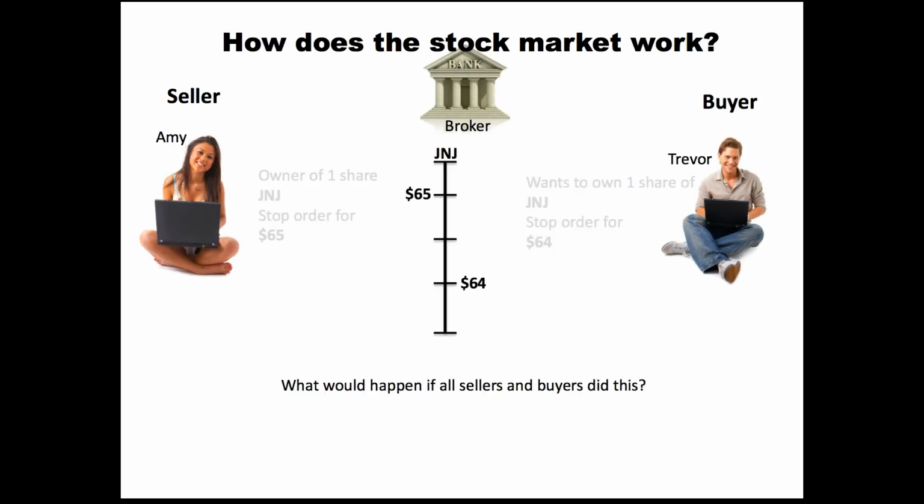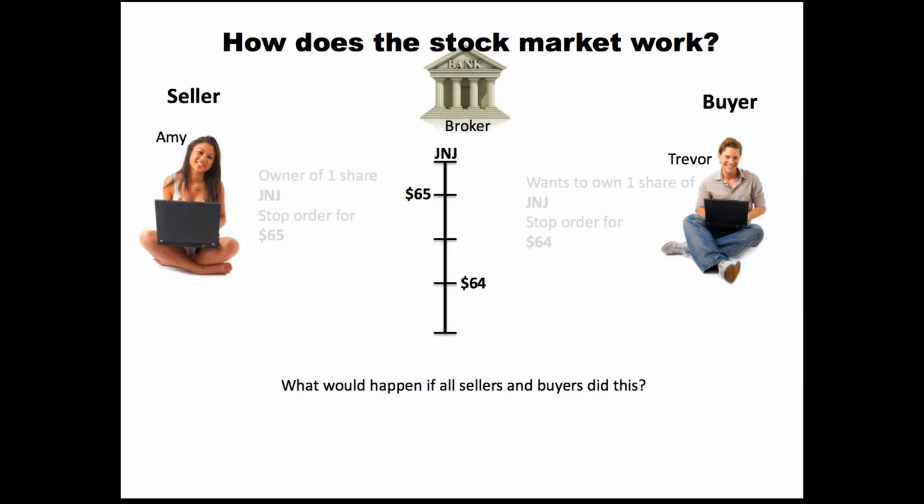As you can see here, the arrow pointing to where Amy's willing to sell her share is 65, and Trevor's only willing to buy it for 64. So we have a discrepancy here. If we assume that every single seller on the market would want to sell their shares for 65 and every single buyer would only be willing to buy it for 64, you would see no trades happen on this particular stock. The thing you've got to understand is that for every single transaction, the buyer and the seller both have to agree on what the price is going to be in order for that trade to occur and for that market price to even show up.